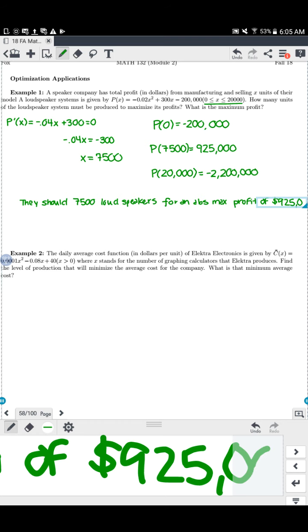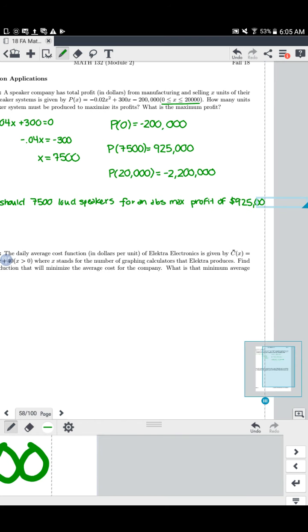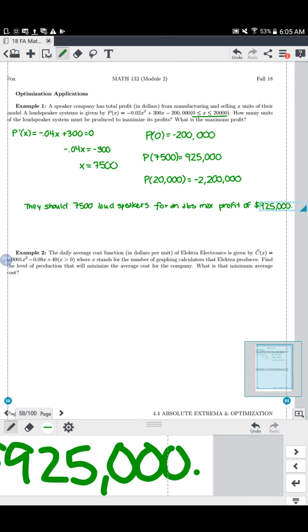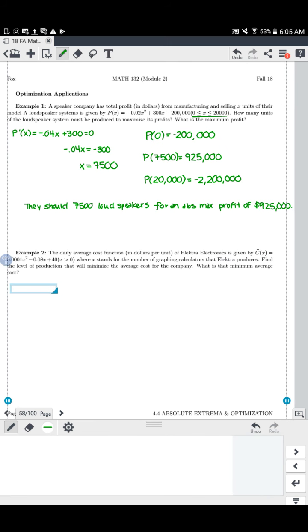Same steps as before, take the derivative, set it equal to 0, compare it to your endpoints, and the only additional component here is interpreting your answers.